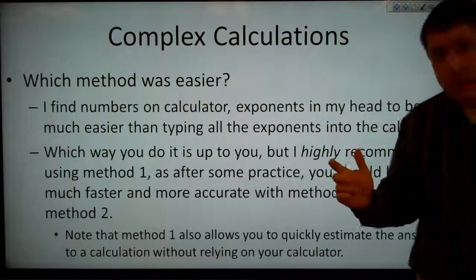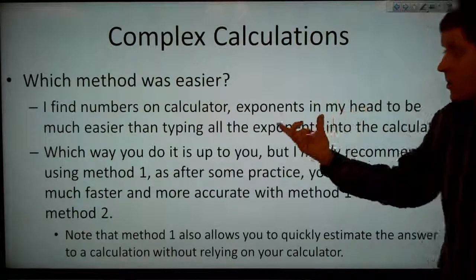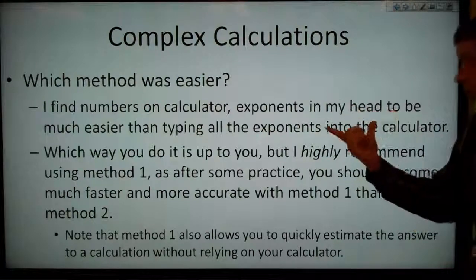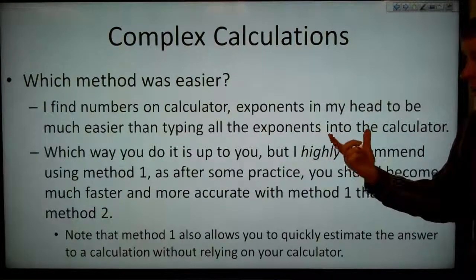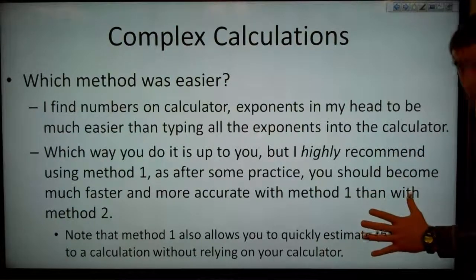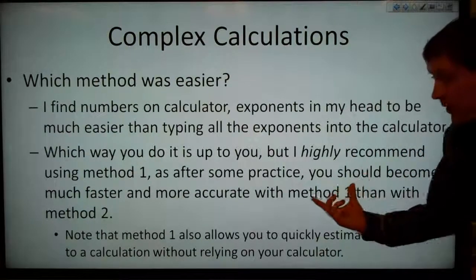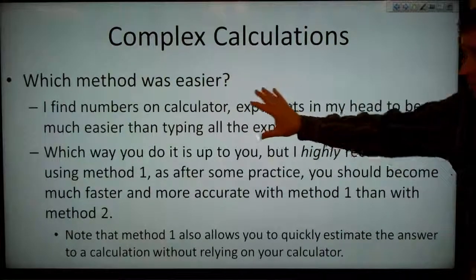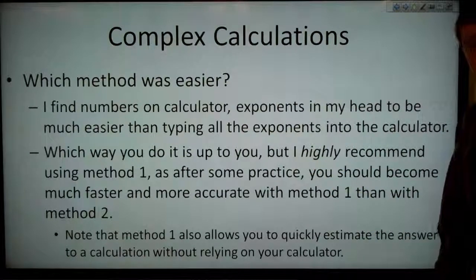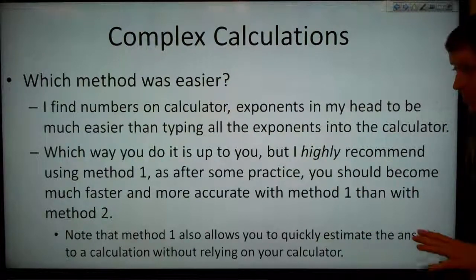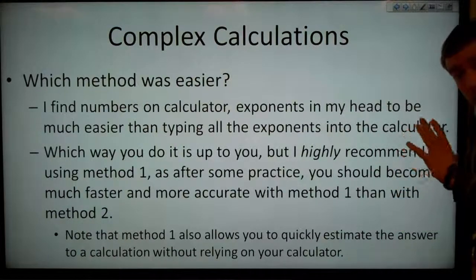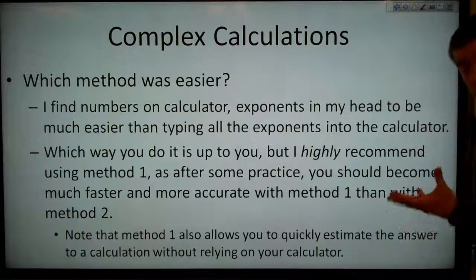So, which method was easier? I find that the coefficients on the calculator and the exponents in my head to be significantly easier than typing out all of the exponents into the calculator. So whichever way you want to do it is fine with me, but I highly recommend using method 1, separating out the exponential terms and the coefficients, because after some practice, you should become significantly faster and more accurate with the first method than with the second method, where you have to type everything into the calculator.